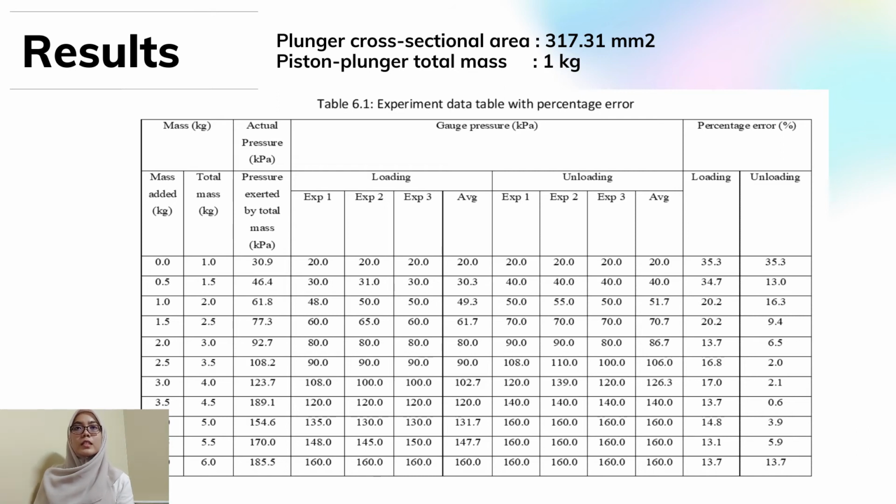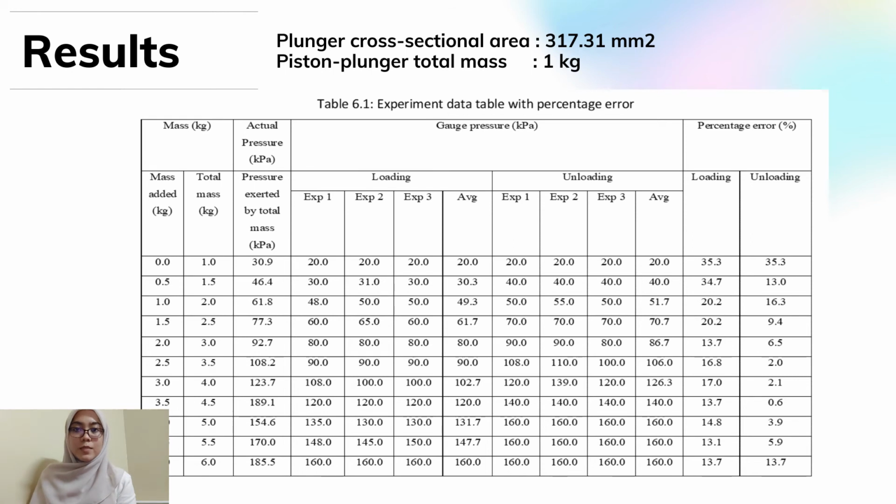Okay, the experiment data table with percentage error is shown in table 6.1. Start from the left side. We have mass added and total mass in kilogram, followed by actual pressure, which is the pressure exerted by total mass in kPa, and then followed by gauge pressure in kPa, for loading and unloading. For this experiment, we repeated it 3 times and we calculate the average for gauge pressure, and the last one is percentage error in percent for loading and unloading.